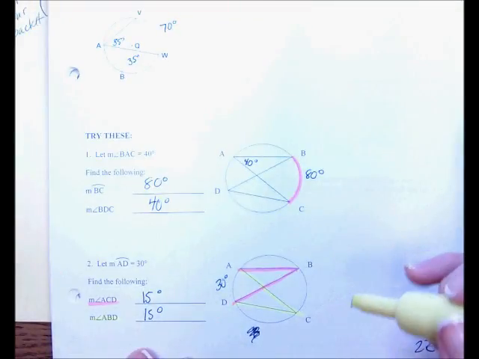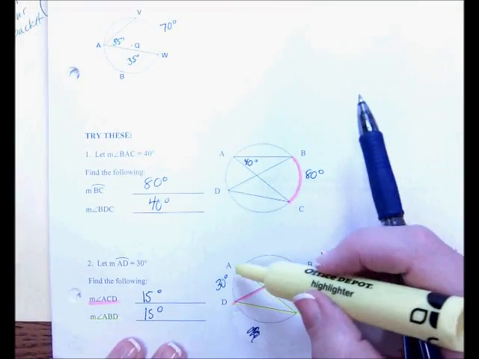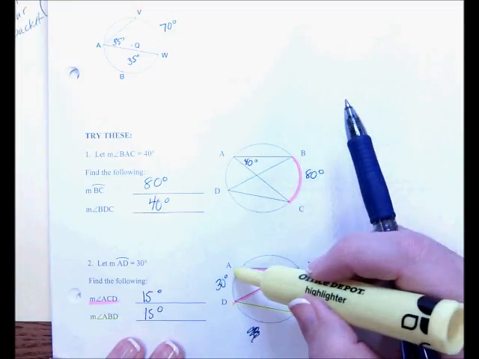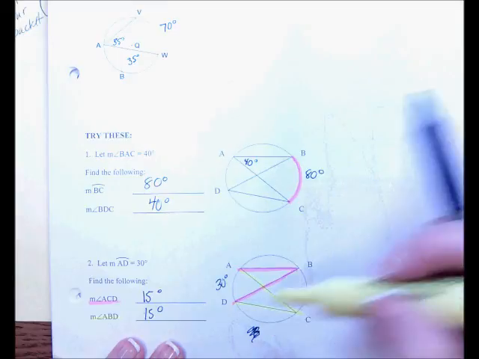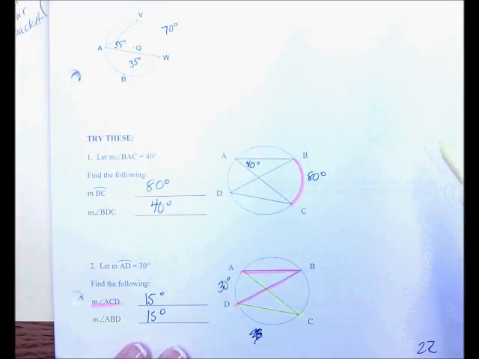And then the last one on page 22, I know that the intercepted arc here, AD, is 30. So I know that both of the inscribed angles that share that arc are half of that, which is 15.